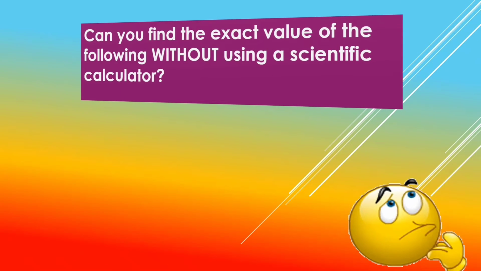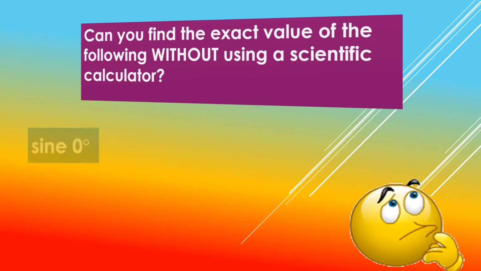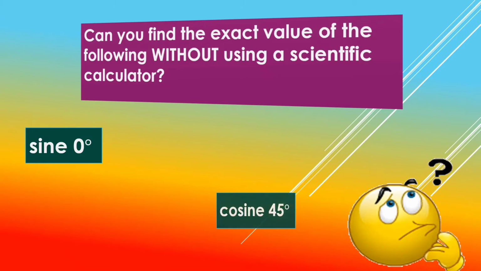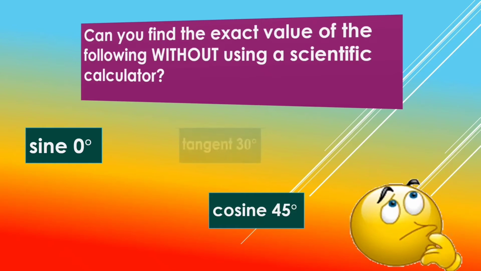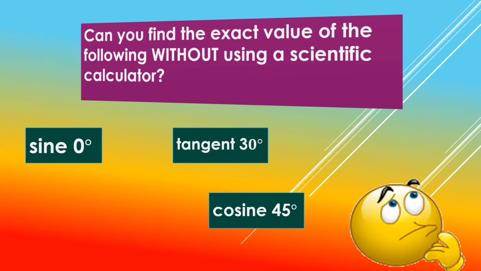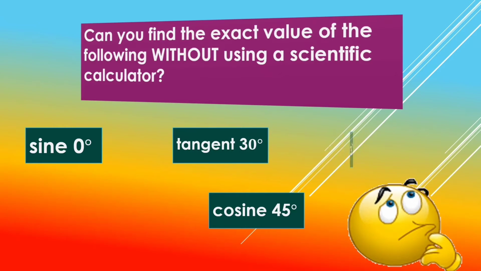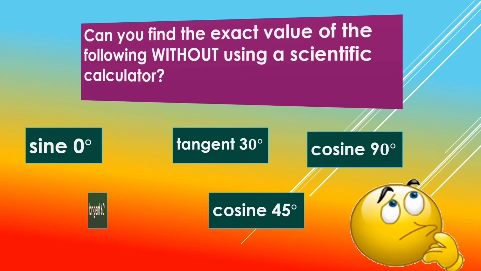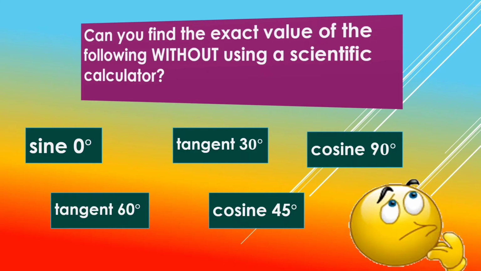Can you find the exact value of the following without using a scientific calculator? For example, sine 0 degrees, cosine 45 degrees, tangent 30 degrees, cosine 90 degrees, and tangent 60 degrees.